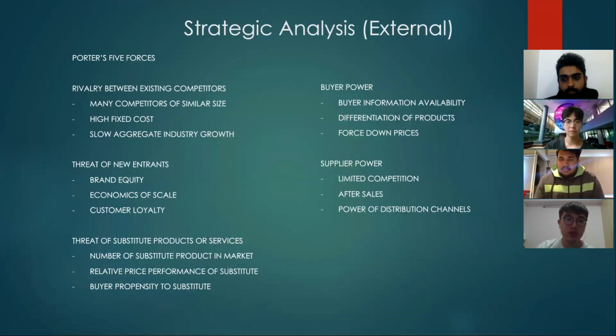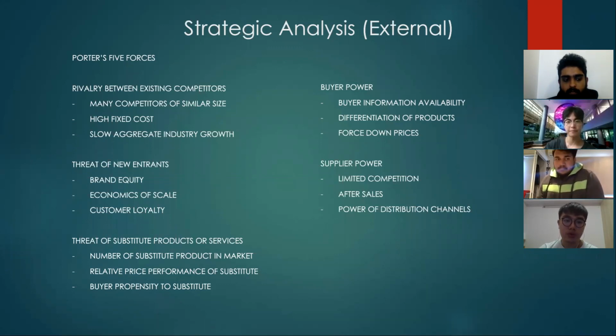Thank you, Washin. I would like to talk about the strategy analysis part, and I will divide it into two parts, the internal environment analysis and the external environment analysis. In the external part, I will use Porter's 5 forces for analysis. There are 5 forces that impact Smithfield Foods.